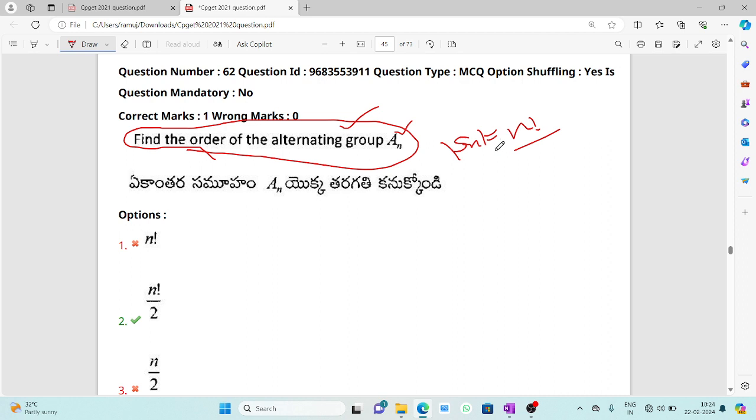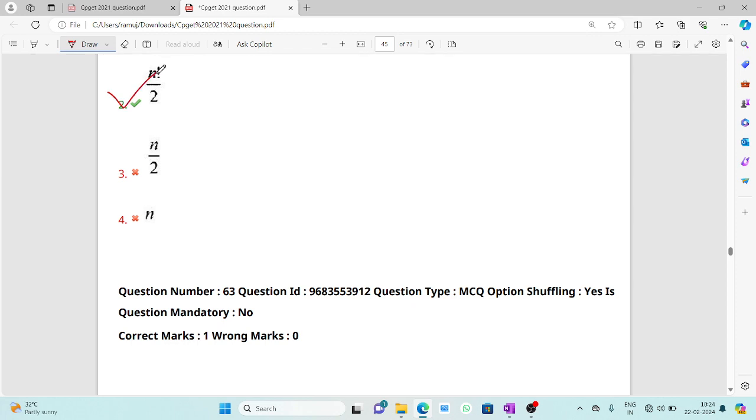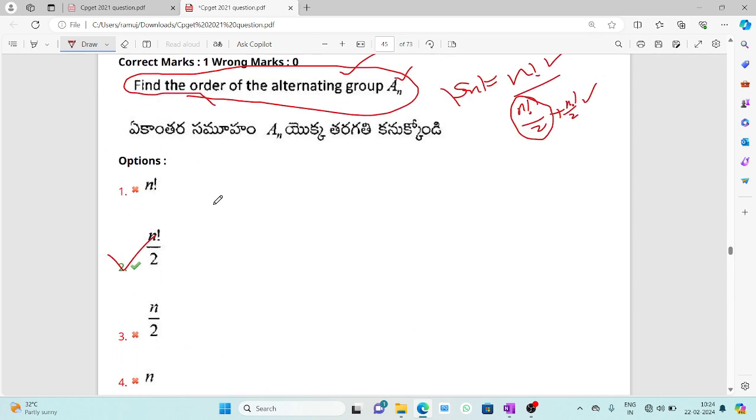In Sn the order is n factorial. Half means n factorial divided by 2 are even permutations and n factorial by 2 are odd permutations. He is asking only for even permutations, so we can tick n factorial by 2. That is the correct option for this question, because he is asking for the order.